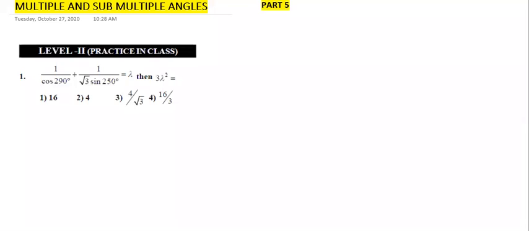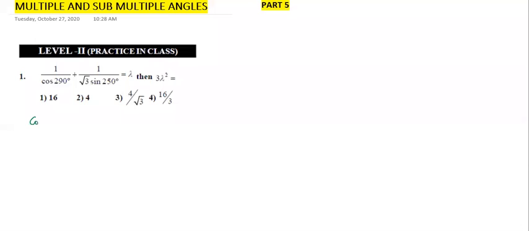Now I am going to discuss multiple submultiple angles level 2, first problem. Students, see the question that is given: 1 by cos 290 degrees plus 1 by root 3 sin 250 degrees. Here cos 290 and sin 250, two different values are there.